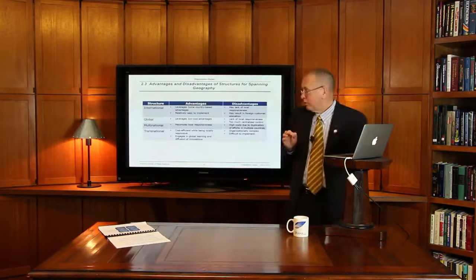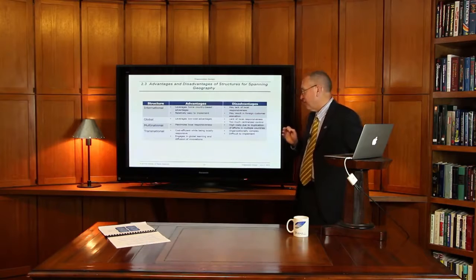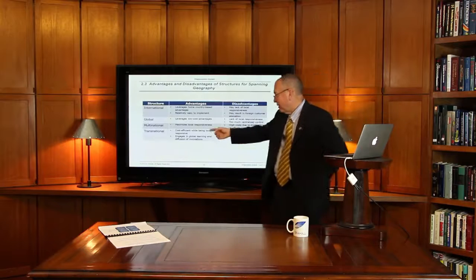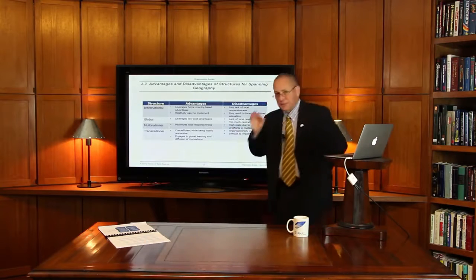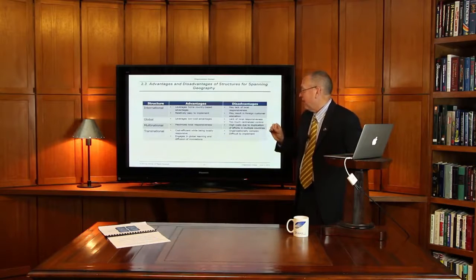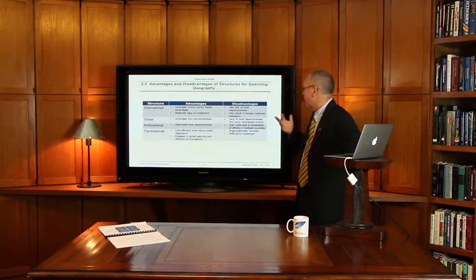So we look at our four terms in terms of advantages and disadvantages. An international organization is leveraging its home country-based advantages. It's relatively easy to implement. Transnational at the end is very cost efficient. It's got a central operation, but it's still extremely locally responsive and very engaged in global learning, for example.